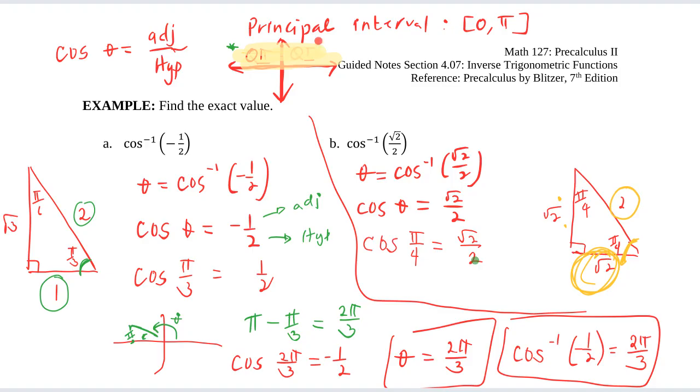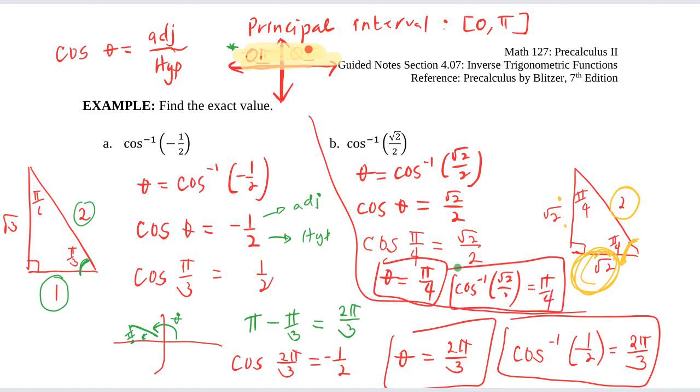And we do have here pi over 4, which is also in quadrant 1. So we can now say that the angle theta is equal to pi over 4, or that the inverse cosine of radical 2 over 2 is equal to pi over 4. Okay, so there you go. That would now be our evaluated exact value for these two expressions.